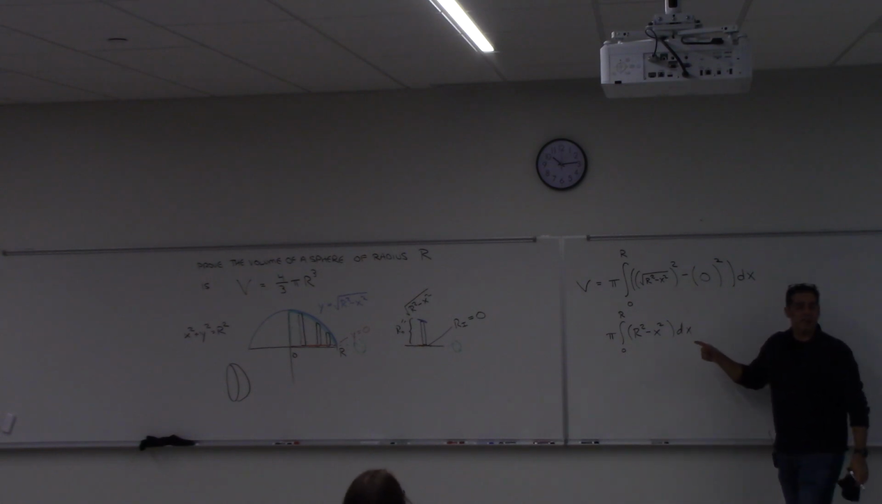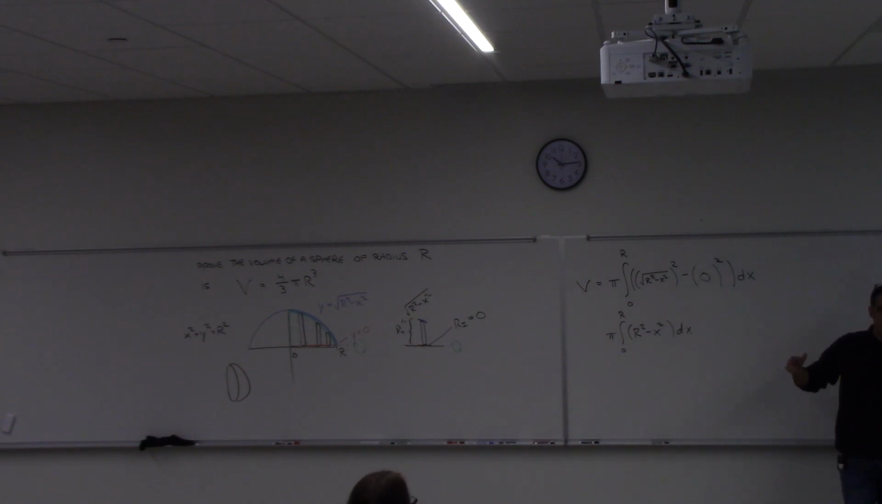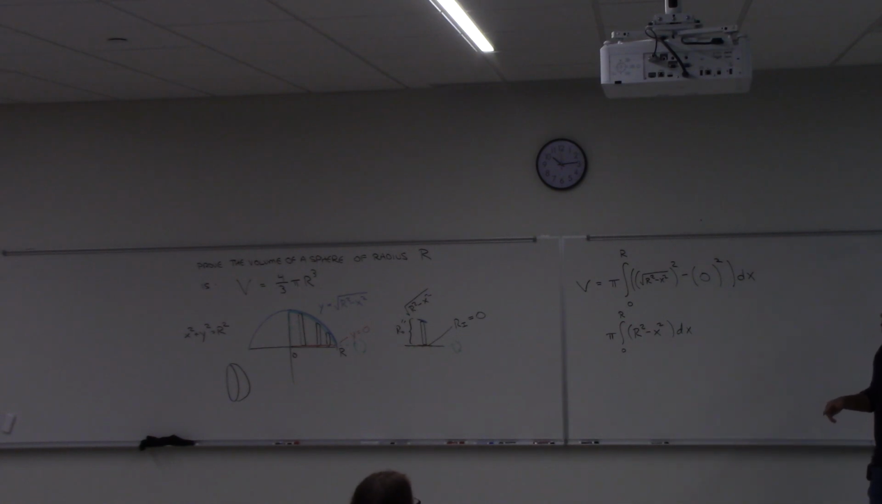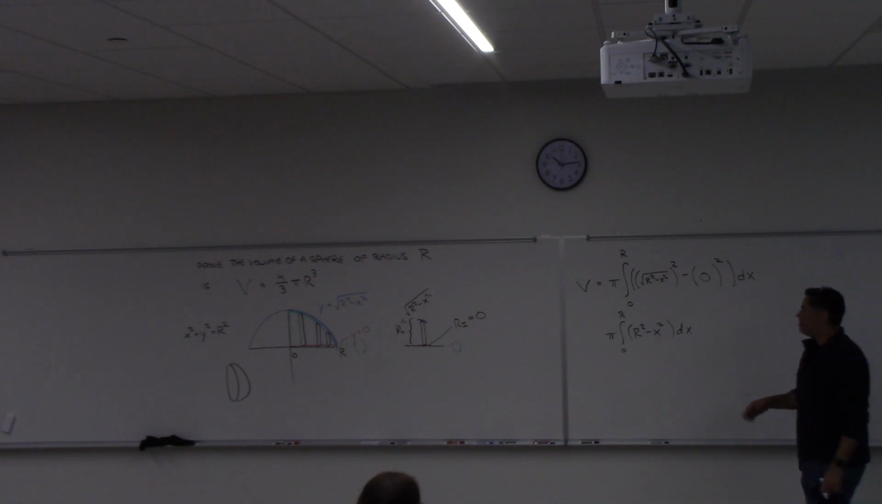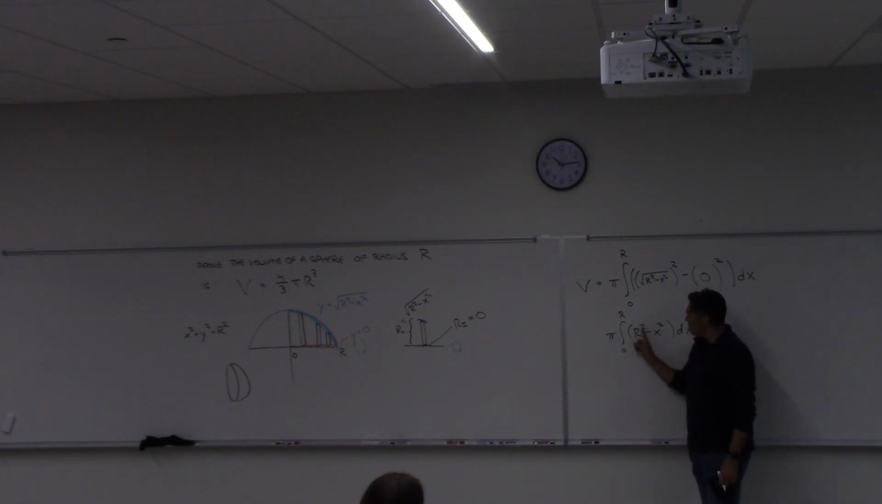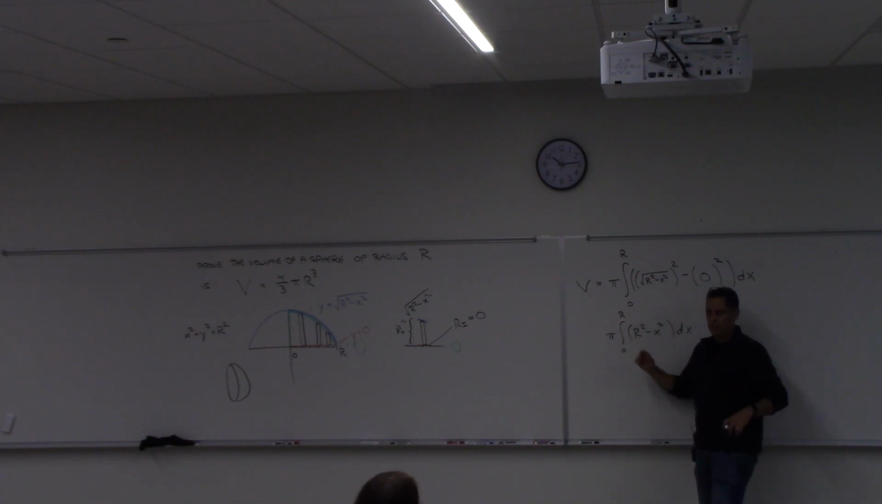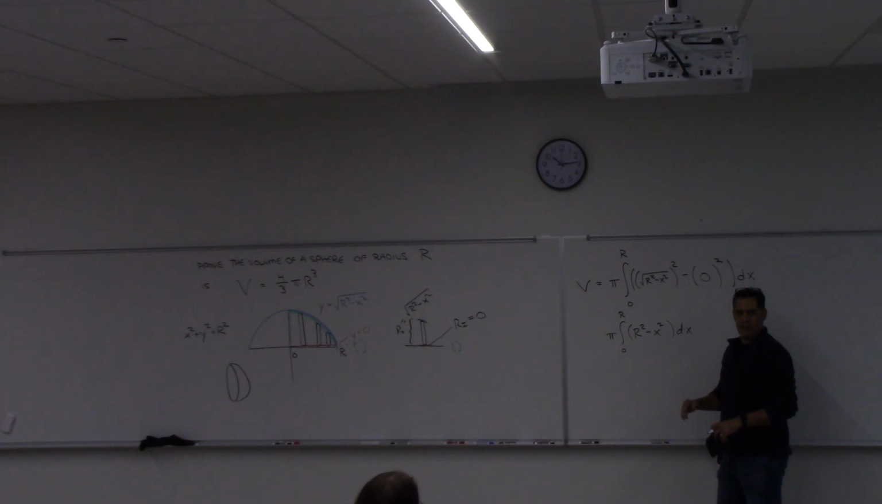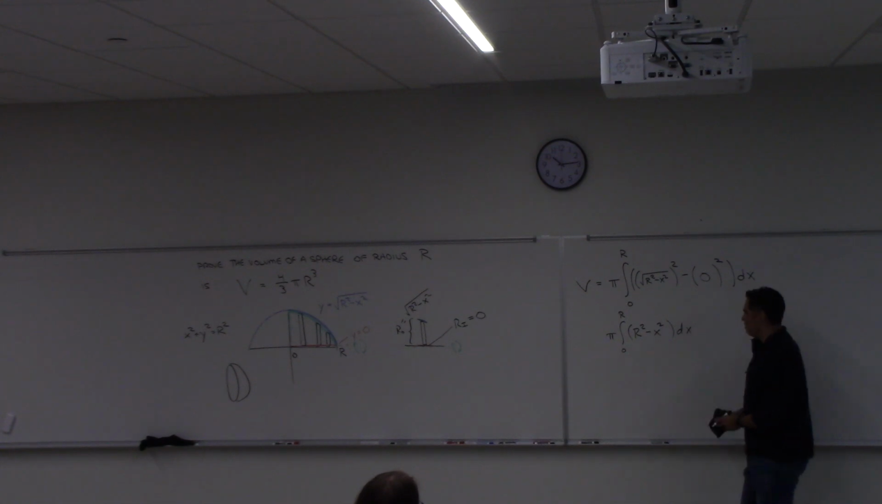R squared x. R squared x or r x squared? R squared x, because it's a constant, right? Like I'm saying, whatever this number is, say that number is 4. What's the antiderivative of 4? 4x. Let's say that number is 100. What's the antiderivative of 100? 100x, right?